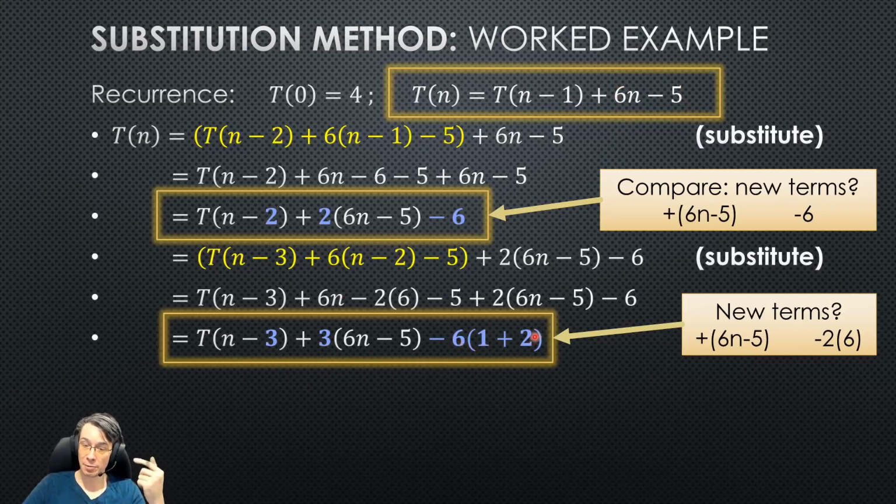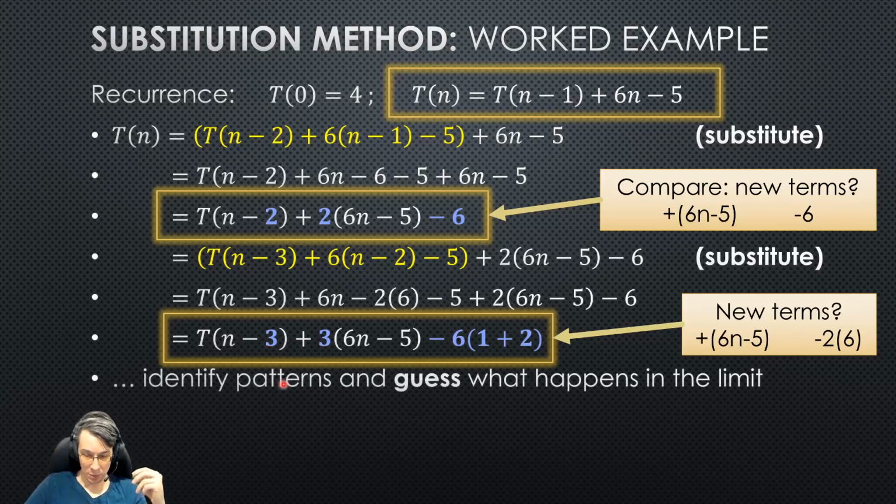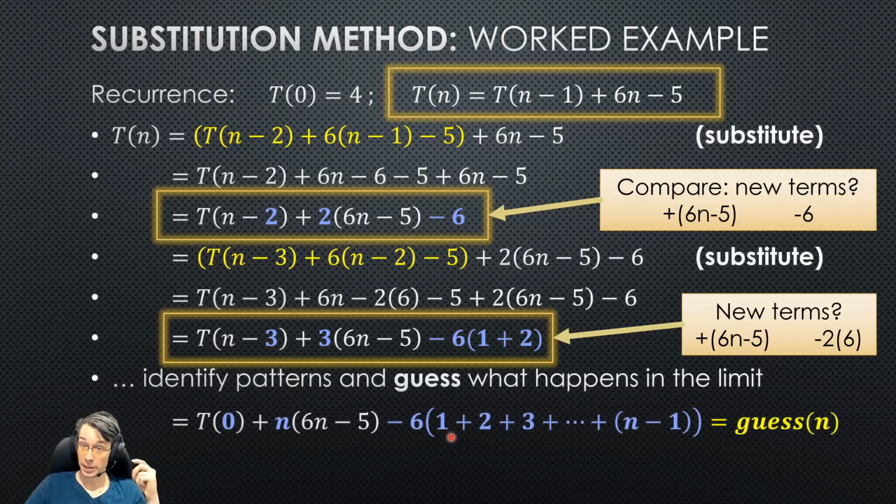I'm betting that if I unroll this again, I'll have a plus 3, and then a plus 4, and a plus 5. And so eventually when I get to the base case, t of n minus n, I'll have plus n times 6n minus 5, minus 6 times 1 plus 2 plus 3 plus 4 dot dot dot plus n minus 1. So that's what I'm going to guess my pattern is, my sum in the limit. It takes a little bit of practice to figure out how to unroll a few times and work out what the closed form solution is going to be.